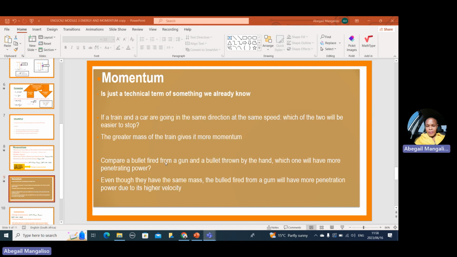Or you can compare a bullet fired from a gun and a bullet thrown by hand. Which one will have more momentum? Momentum depends on two things: the mass of the object and the velocity of the object. So to increase the momentum, you can increase the speed or you can increase the mass of the object. Even though they both have the same mass, the bullet fired from a gun will have more momentum due to its higher velocity.